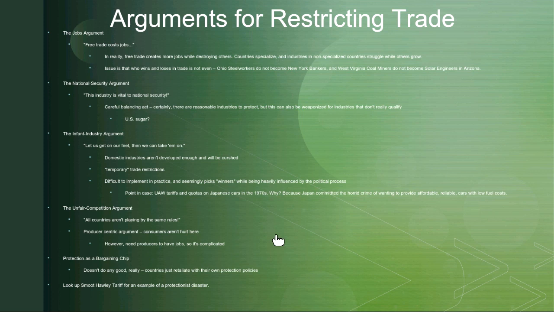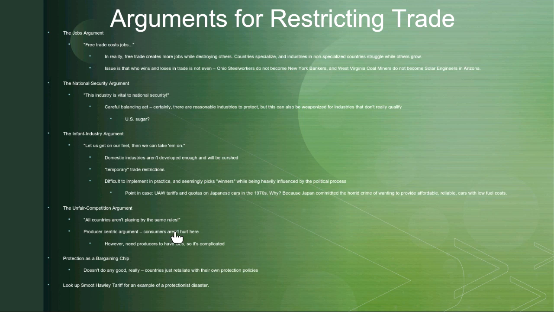The unfair competition argument. This is that all countries aren't playing by the same rules. It's a producer centric argument. Consumers aren't hurt here. However, we need producers to have jobs, so it's complicated. But again, there's a very long cycle. Economists don't tend to take this argument particularly seriously. One of the major reasons why is that there's a reason why countries don't operate by the same rules. And it seems somewhat imperialistic to demand that all countries adhere to the same rules. And also, there's a debate of, again, why should we pick winners and hurt consumers?